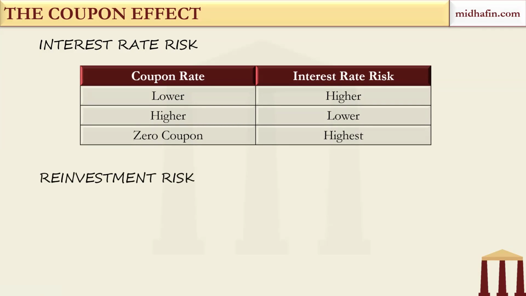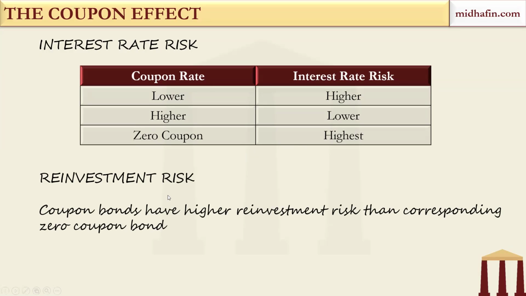Okay, next, reinvestment risk. Coupon bonds have higher reinvestment risk than 0 coupon bonds. Why higher reinvestment risk? Because in case of coupons, we saw when we were calculating the realized return that coupons are reinvested. So when you are reinvesting, what is the risk? The risk is that at that point of time, the interest rate being offered will be less. So I will be earning a lesser interest rate on the reinvestment that I have made, on the coupon payment that I have invested back.